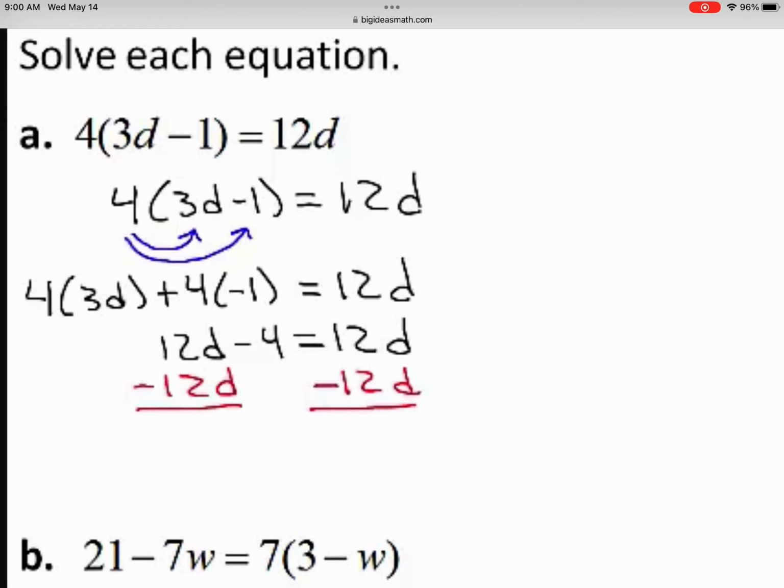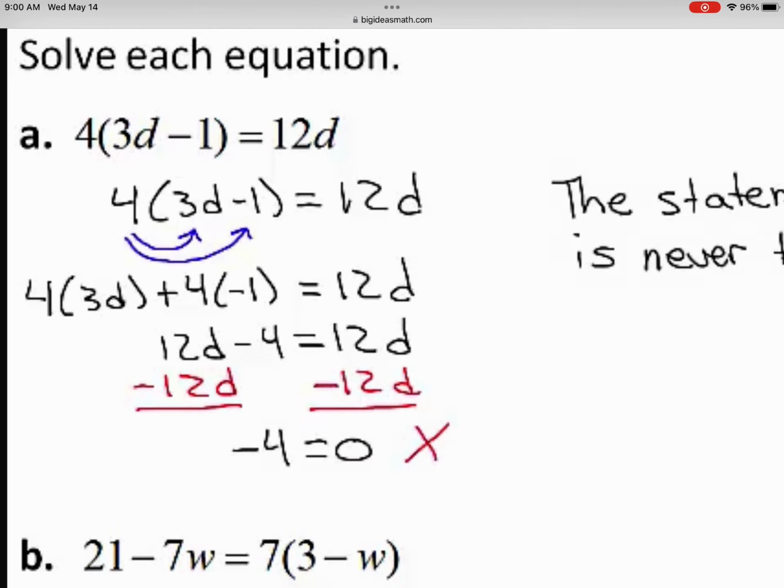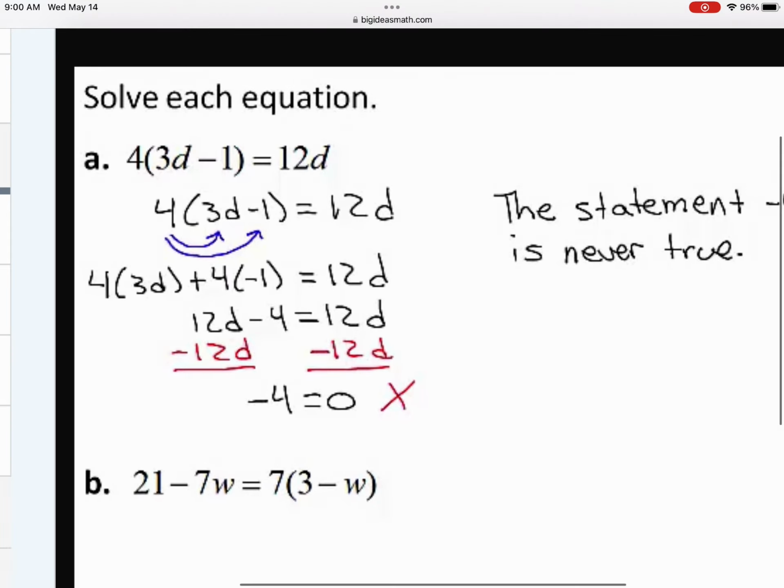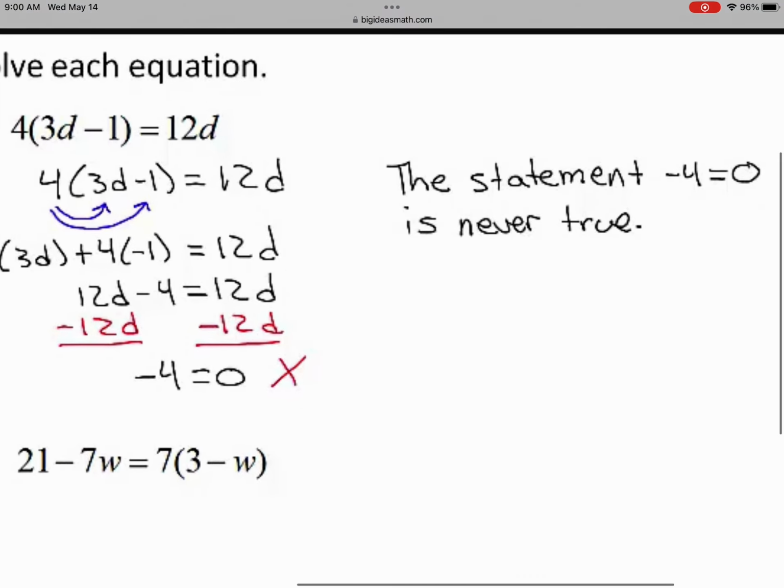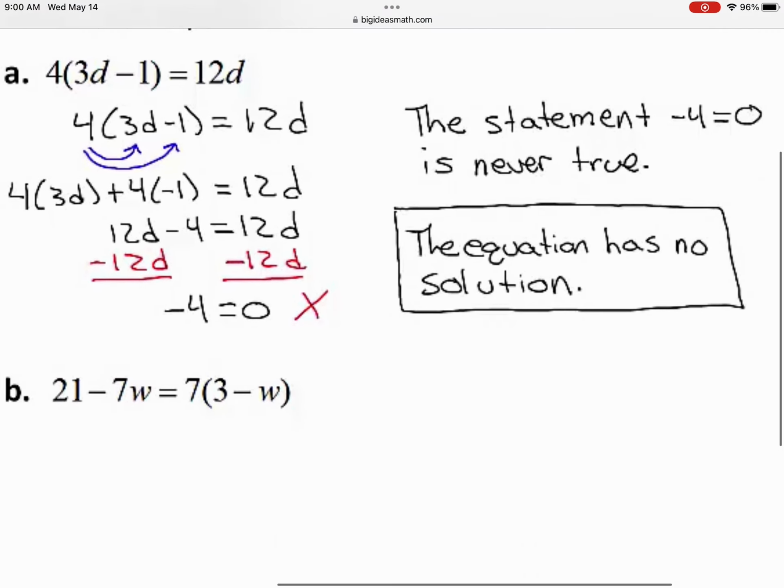Next, subtract 12d from each side of the equation to isolate the variable terms on one side. Because 12d minus 12d equals 0, negative 4 equals 0. The statement negative 4 equals 0 is never true, so the equation has no solution.